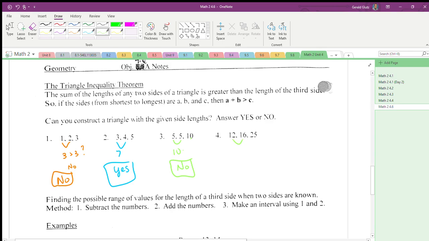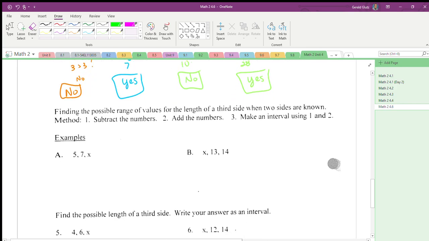And then finally, 12 and 16 are the two smallest sides, so if I add those together, I get 28. Is 28 bigger than 25? Of course, yes it is. So the answer would be yes. So not too difficult.